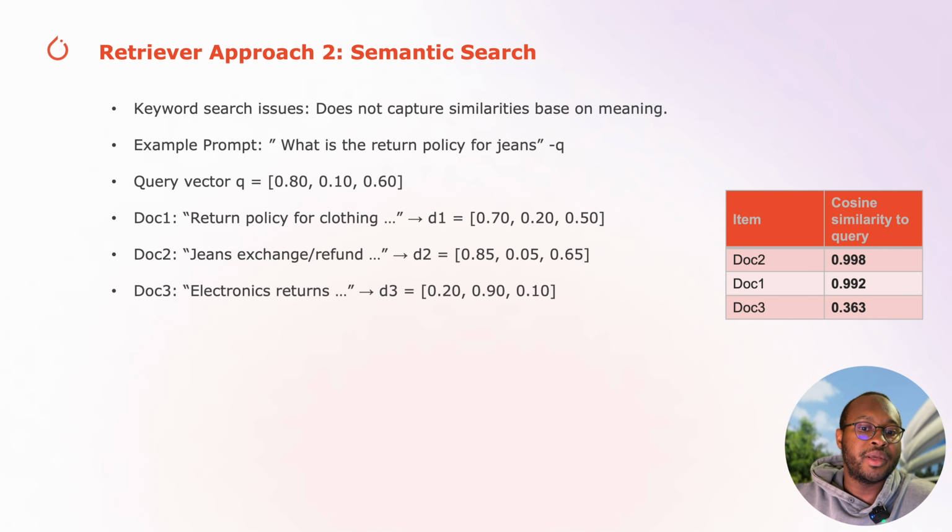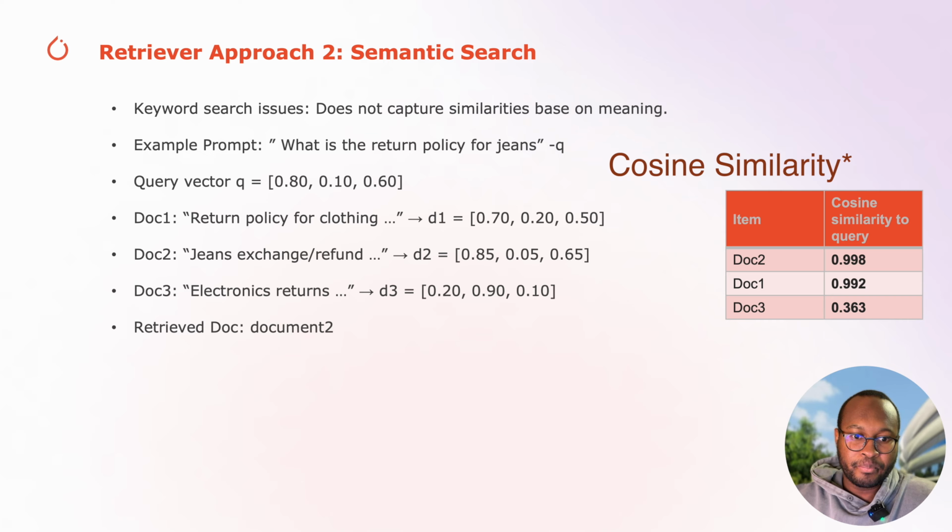Next, you just have to apply a metric like cosine similarity between our input Q and all of the documents and get the maximum. So in this case, we retrieve document 2 because it has the maximum using semantic search. Okay, so we retrieve document 2.